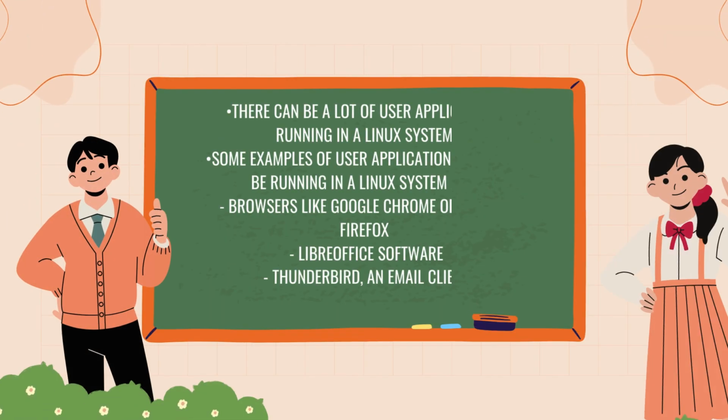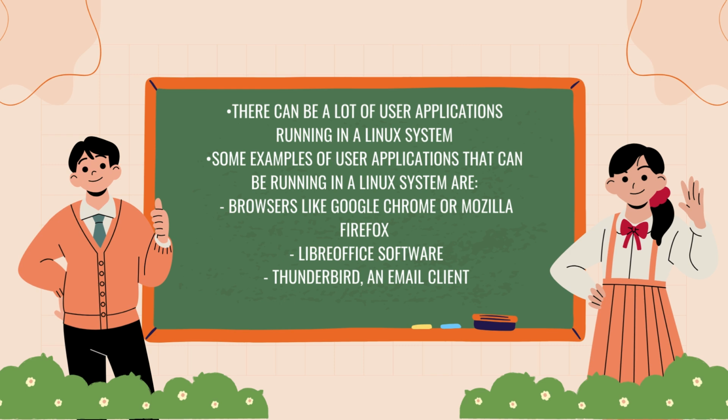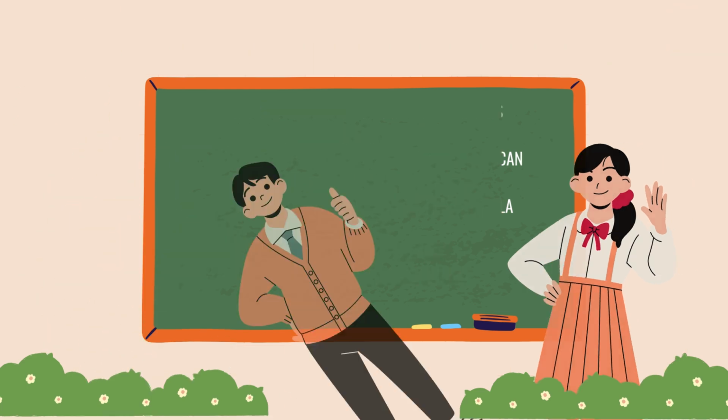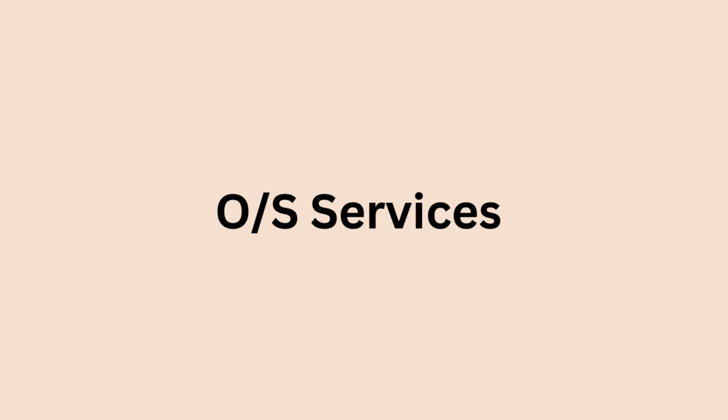There can be a lot of user applications running in a Linux system. Some examples of user applications that can be running in a Linux system are browsers like Google Chrome or Mozilla Firefox, LibreOffice Software, Thunderbird, an email client.